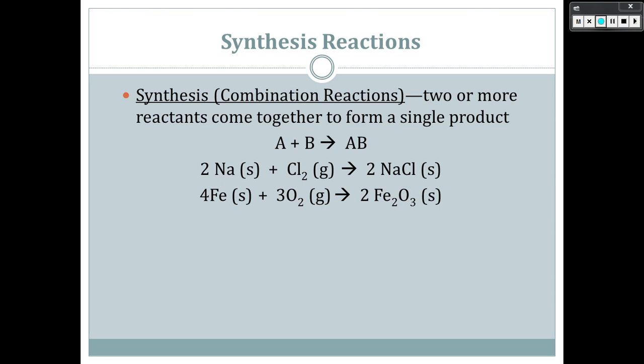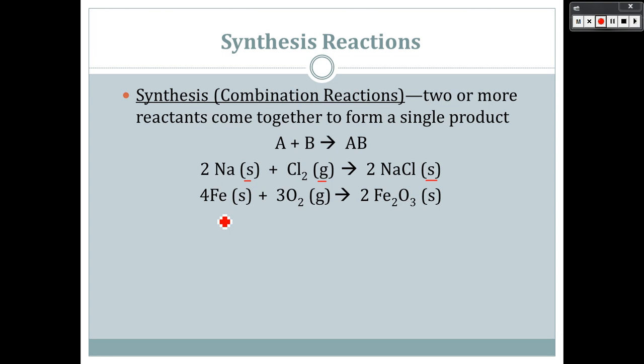2 sodium plus 1 chlorine gas yields 2 units of solid NaCl. And here you can see we've got the states of matter that I was talking about. We have solid sodium with gaseous chlorine, and that yields solid sodium chloride. Don't think that because the sodium was solid and this is solid, it has more properties of the sodium than the chlorine. It just happens that sodium chloride is a solid at room temperature.